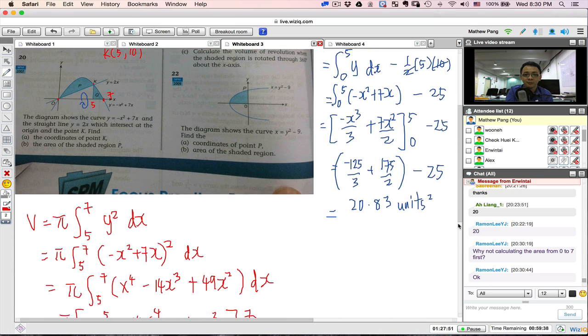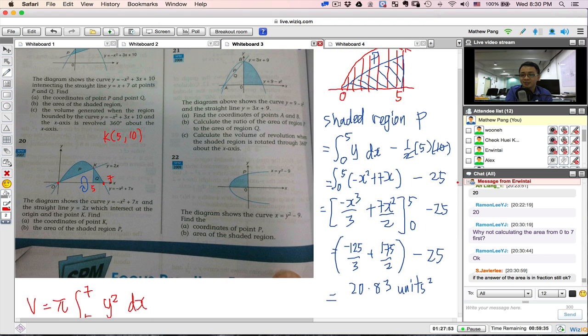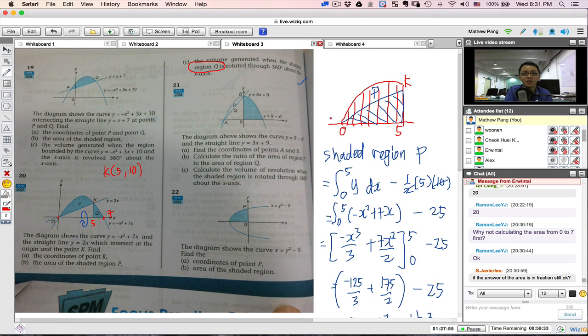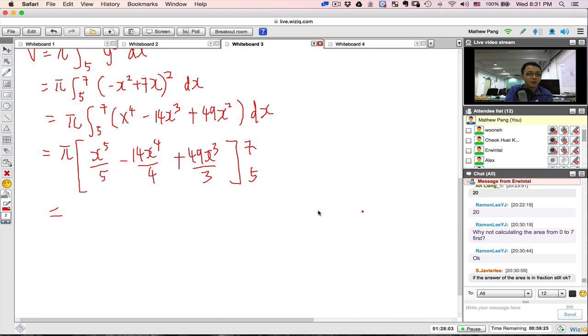Something you must pay attention to is most of the time they will say find the volume in terms of pi. If you say in terms of pi, it means you don't change your pi to 3.1416. You just leave your answer in terms of pi. But in this question, it doesn't say, so it's still fine.